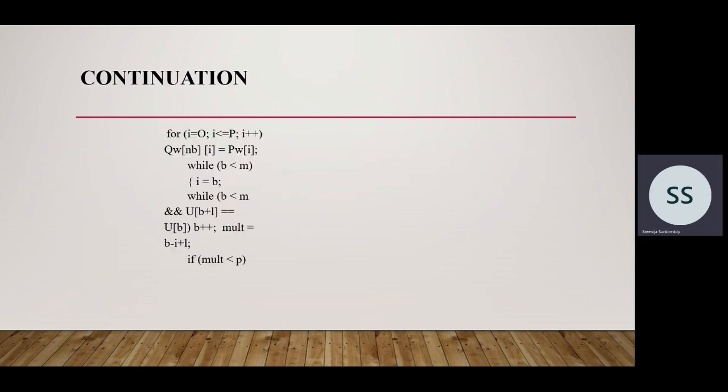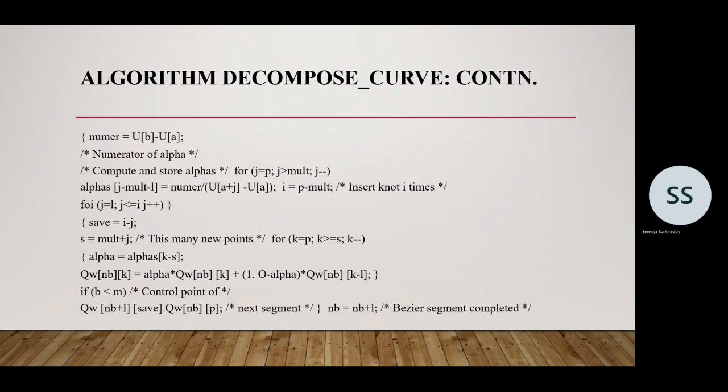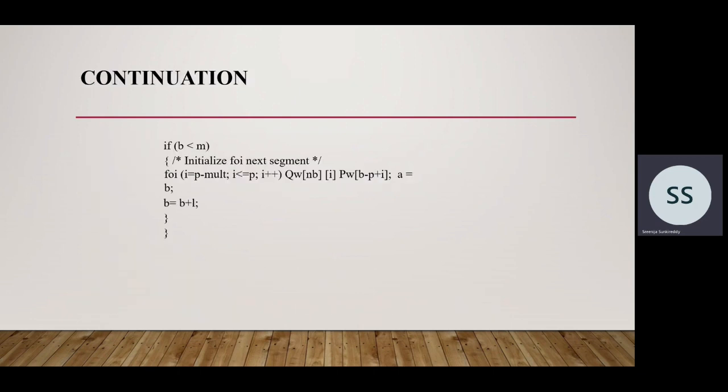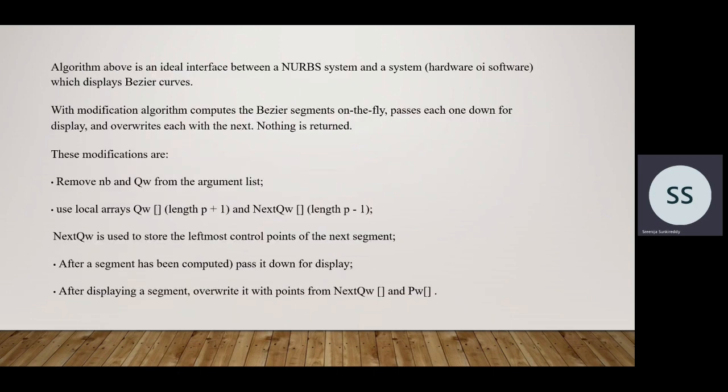This is the continuation of the algorithm. Here we can see that we find the numerator of alpha and compute and store the computed alphas, and we insert the knot i times. And here we find the control points and the Bezier segment is completed. We continue the same process for the next knots.